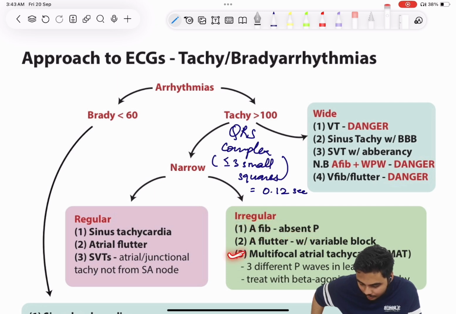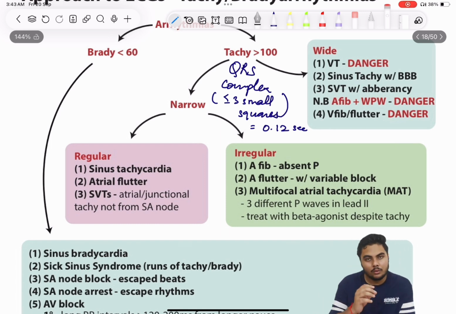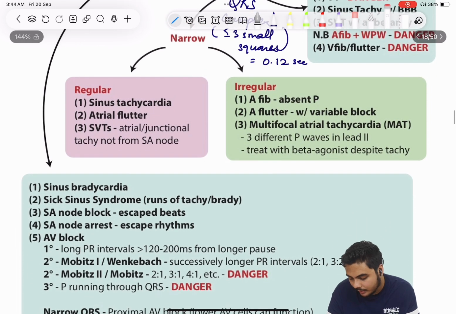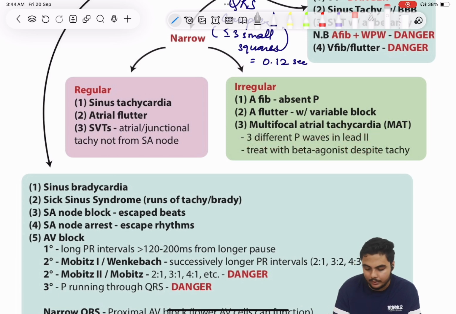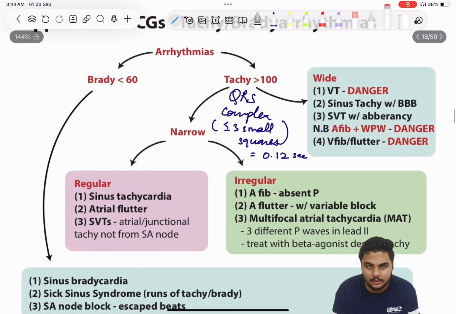Next, the differential for irregular rhythm with narrow QRS complex is multifocal atrial tachycardia. What we mean by that is there are multiple foci in the atria which are generating impulses at the same time, as a result of which there is tachycardia that is originating in the atrium itself, right? So characteristically in multifocal atrial tachycardia, we see 3 different P wave morphologies in lead 2, right? Now guys, I will show you all these ECGs one by one. Don't panic right now, just try to understand what I'm telling you, right? We will see all the ECGs in detail.